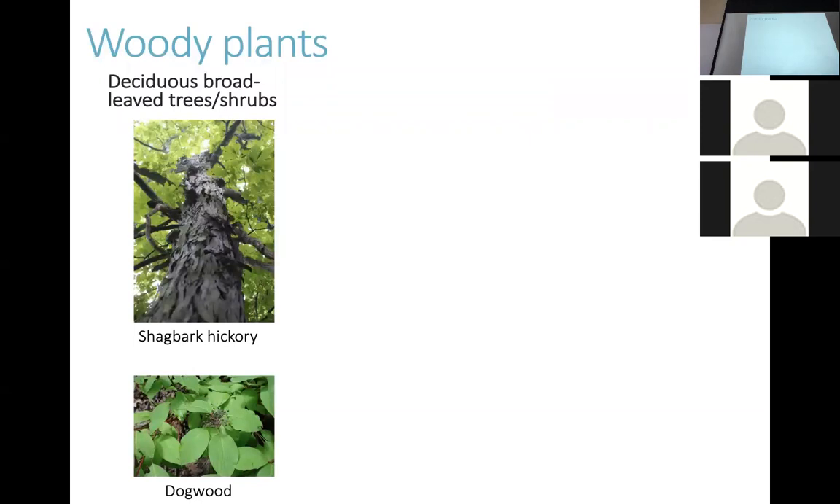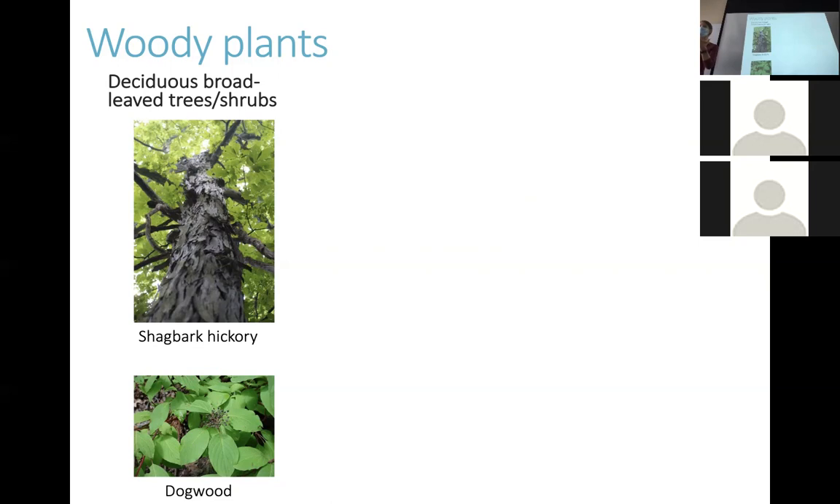And woody obviously just means they have wood in them. So they have bark, they have wood. The ones you guys are probably most familiar with are deciduous broadleaved trees and shrubs. So deciduous means what? Anyone? Do they keep their leaves year round around here? Yeah. No. Deciduous means they lose their leaves.